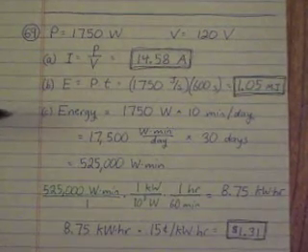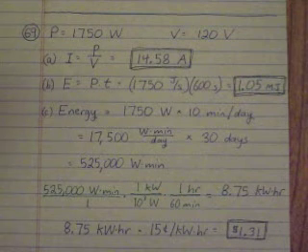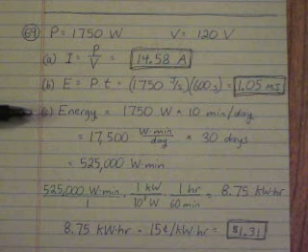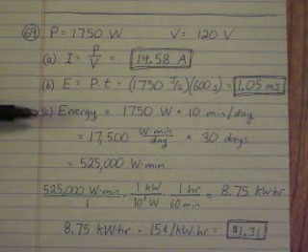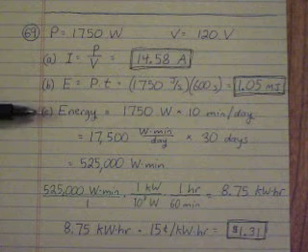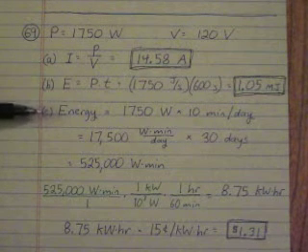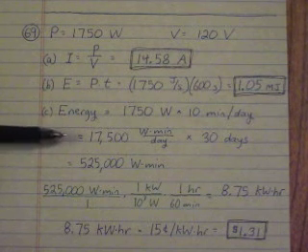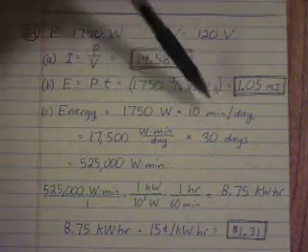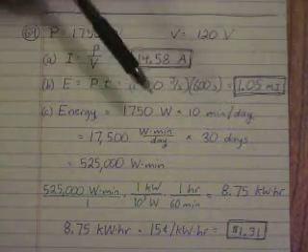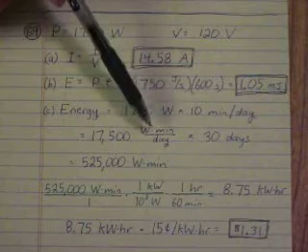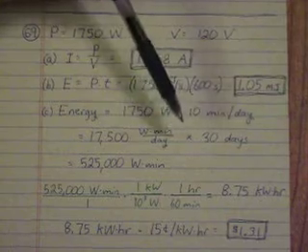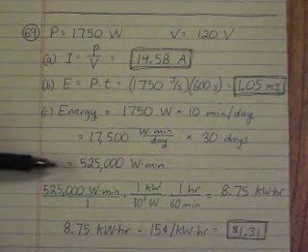C, we want to know what the cost is for running it 10 minutes a day for 1 month. So we can say that energy is, remember, power times time. So 1750 watts times 10 minutes per day. And then if you just stick with the units, now you have 17,500. And look at this, we had watts times minutes per day. So that's acceptable units, watt minutes per day. Now we multiply by 30 days, the days will cancel out, and we're left with dimensions of watt minutes.